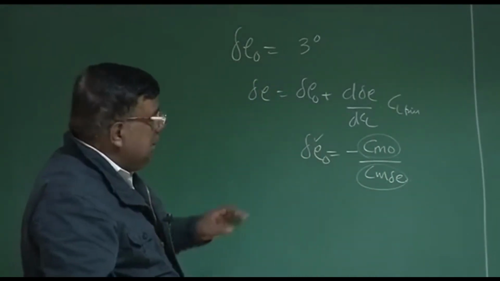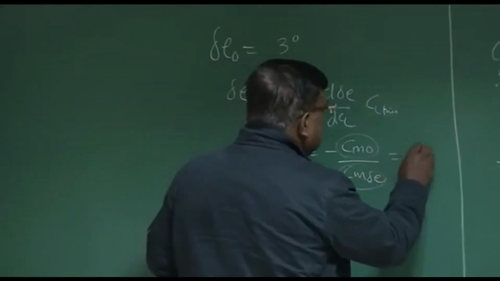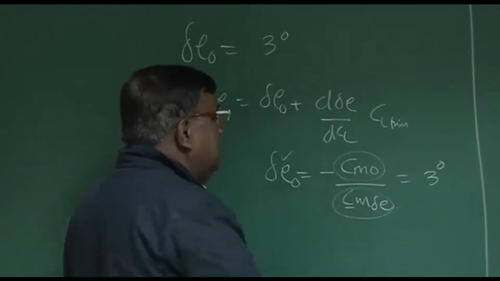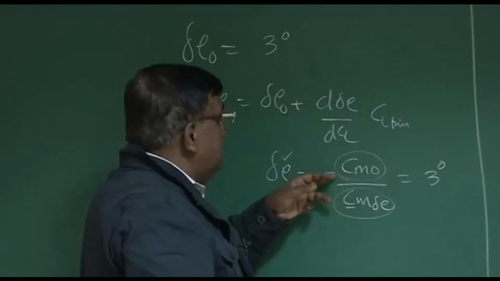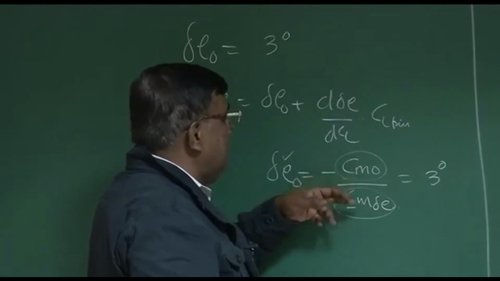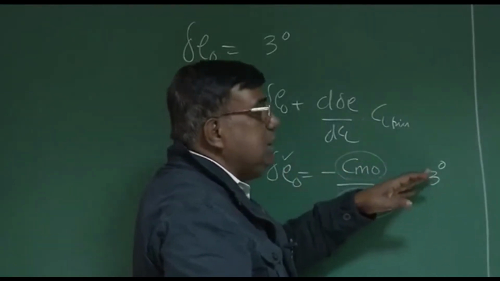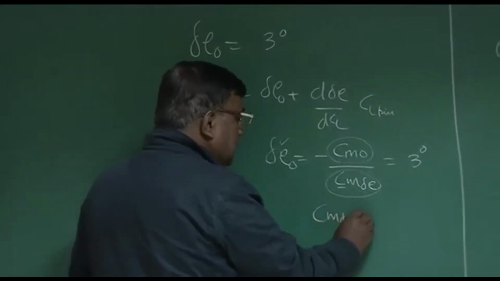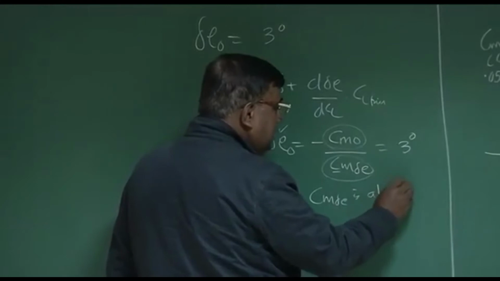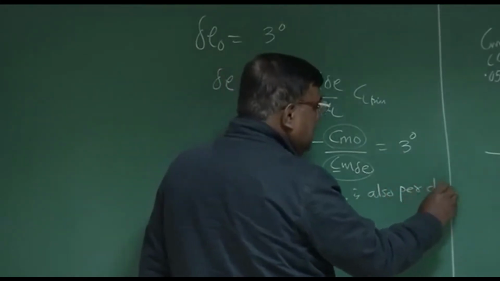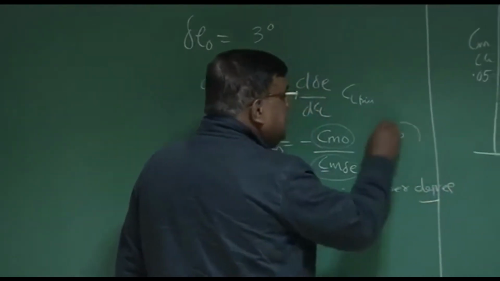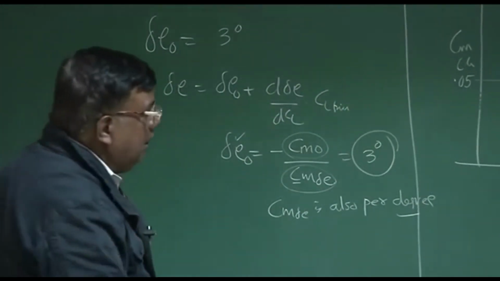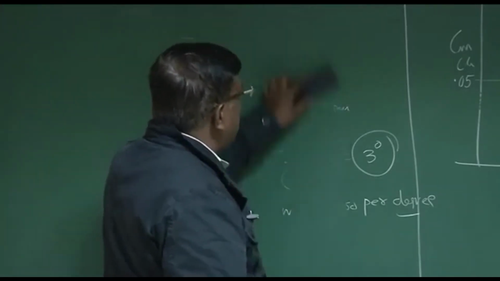In this problem, delta E naught is given as 3 degree. You could see the sign will be positive because Cm delta E is negative and Cm naught is positive. So positive, negative, negative, positive, negative into negative, positive. So this is 3 degree. This also tells you that Cm delta E is also per degree, not per radian, per degree. That is why 3 degree here. This I must understand. Okay, so that is on delta E naught.